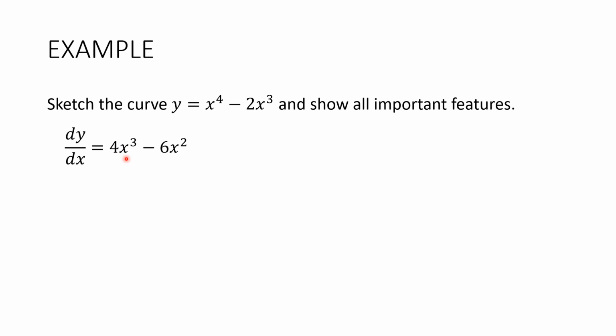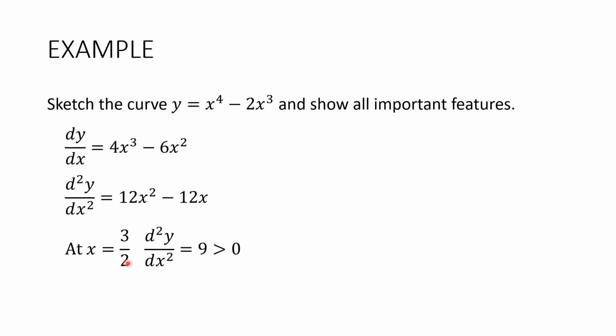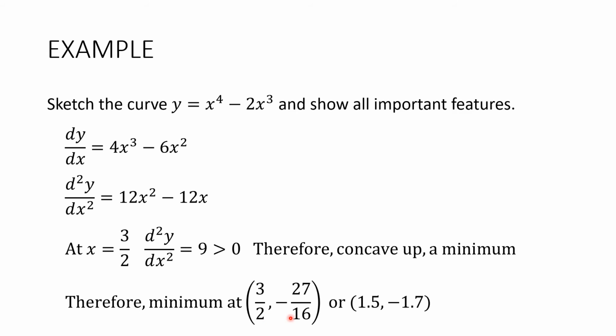We have 12x squared take away 12x. Now I'm going to start with x is equal to 3 over 2, and substituting that in, our second derivative is 9, which is greater than 0, therefore it's concave up, it's a minimum. So we have a minimum at this point. Now I'm actually going to write it to 1 decimal place, just so that it's easier to graph.